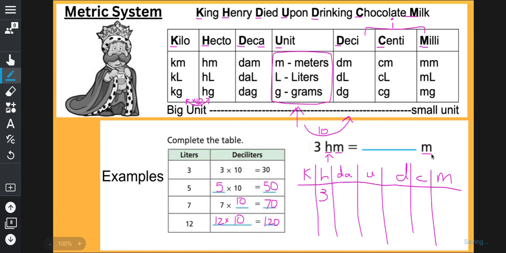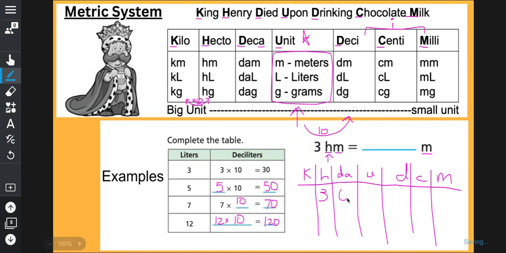Now I only have a single letter. The single letters stand for the units, not to be confused with milli. Notice in milli, we have like millimeters, milliliters, milligrams. Those all have 2 letters. But if we have a single letter, then we're only working in the unit category. So I need to get to the U.